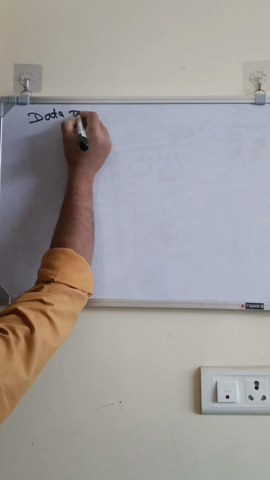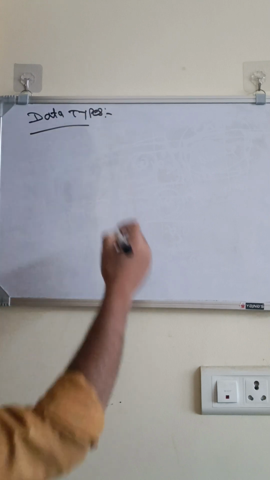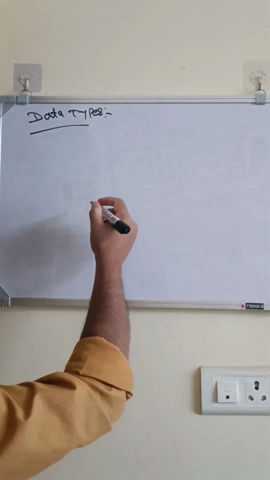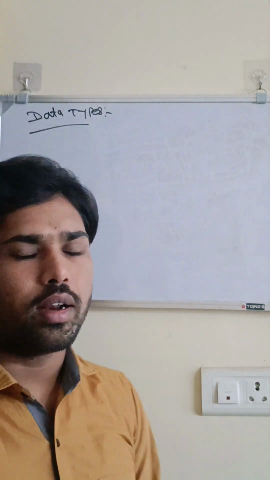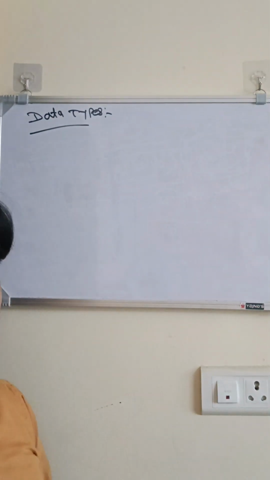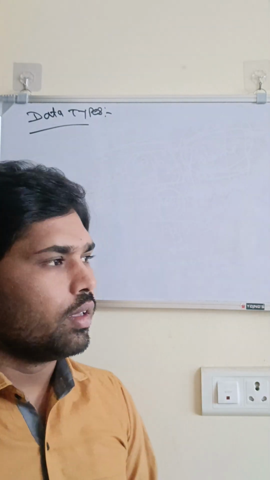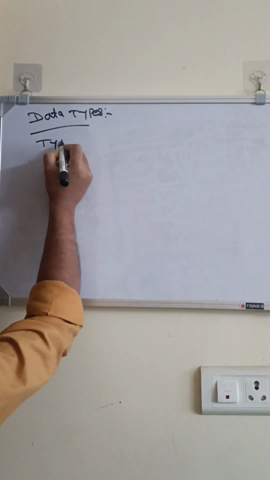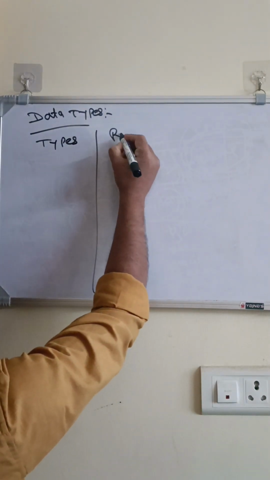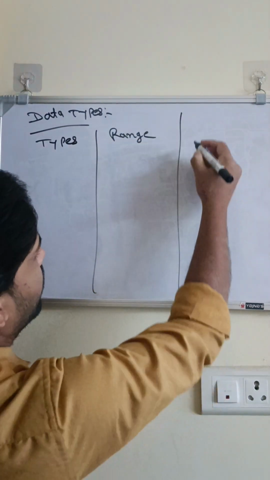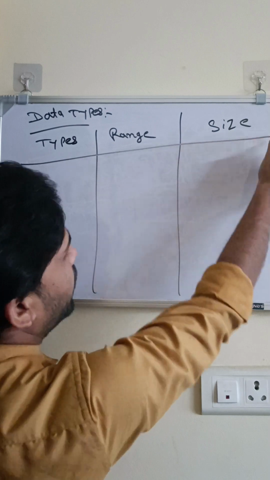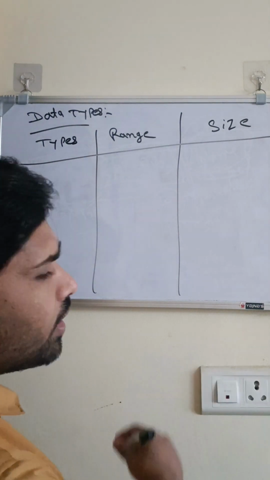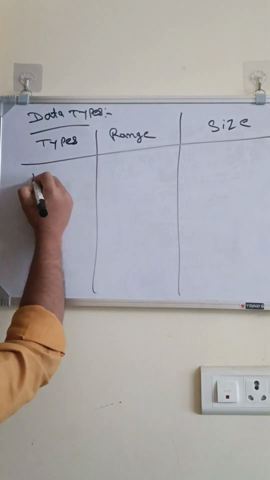Data types, and we will do practicals on my PC, then we will see how it executes. In data types, we have to look at how many types there are. There are various data types: integer, char, float, double. They have some range and some size. The size depends upon your controller, which type of controller is in your PC. Based on that, the size will be decided.